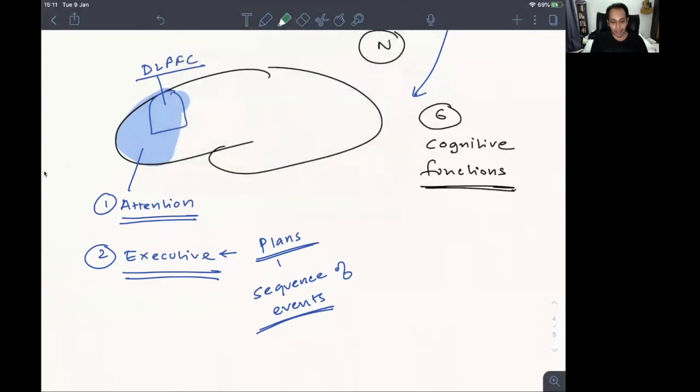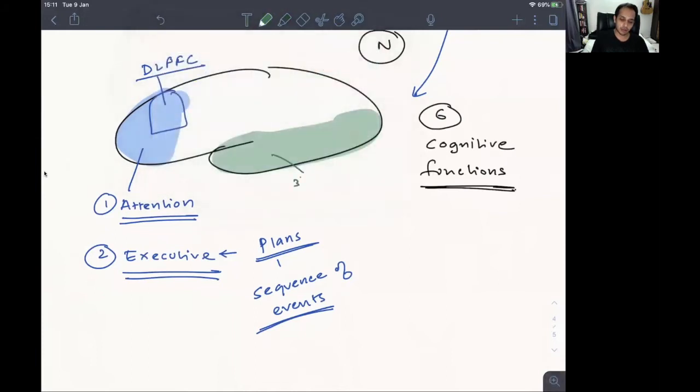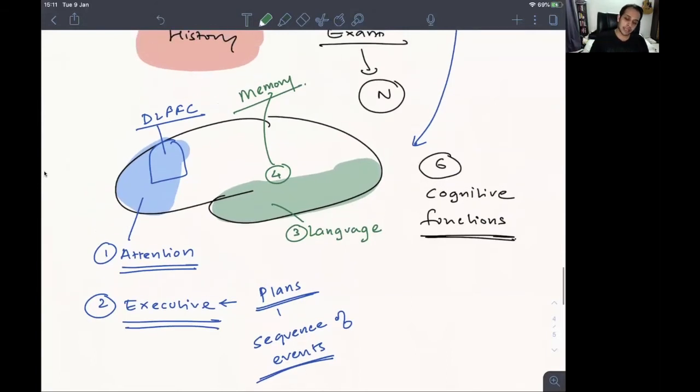Next, if you go back a little bit more, you'll reach the temporal lobe where you have language. And fourth is memory. Now, memory is also associated with learning. These two things go hand in hand.